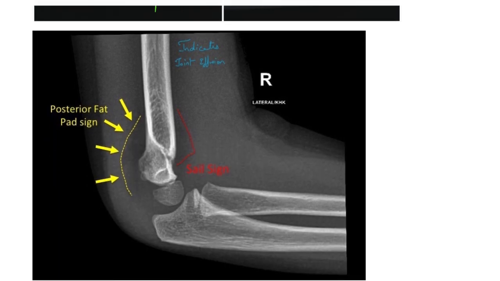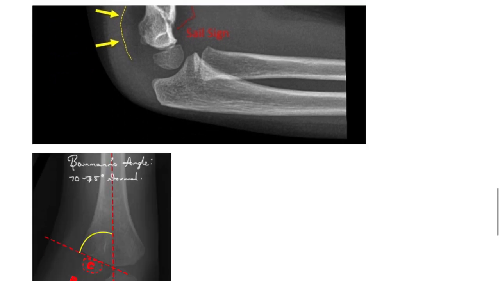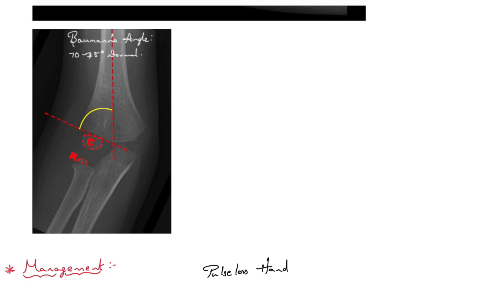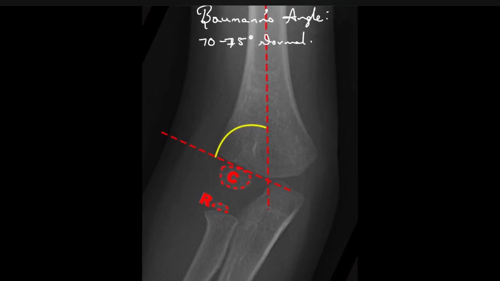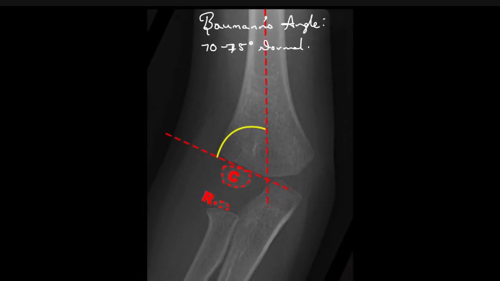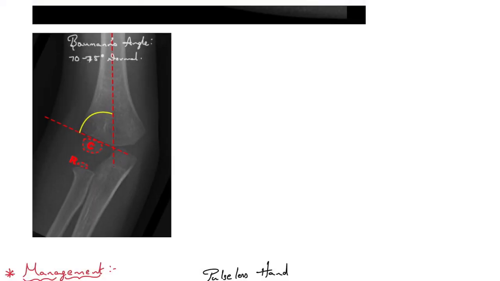Next, in the next X-ray, if in the humeral area you see a black scale sign or a posterior fat pad sign, then we have to think it indicates joint effusion. Okay, next one, Bowman's angle. We have to make one angle like this. In this Bowman's angle, if the patient has 70 to 75 degrees, it's normal. If it is more than or less than 70 to 75 degrees, then we have to think about supracondylar fracture or some displacement.